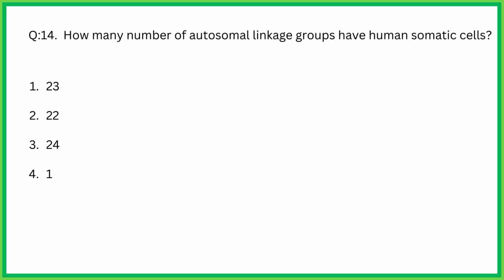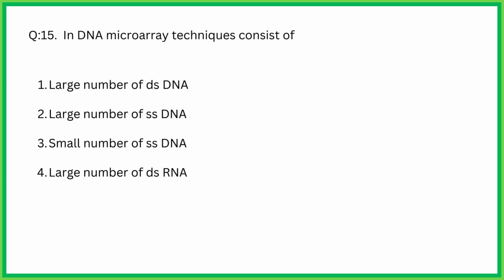But the question is asking about the autosomal linkage groups in human somatic cells. So either in female or male, in both of them, a total of 22 pairs of autosomal linkage groups are present. So the correct option for this question will be option 2. Question number 15.